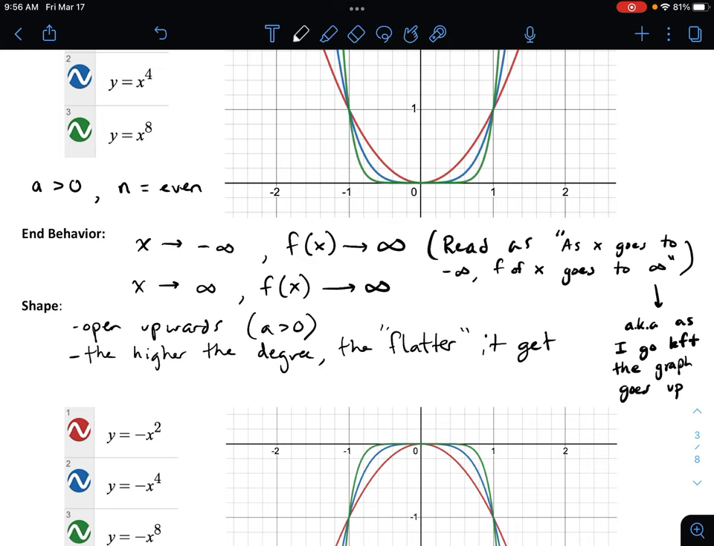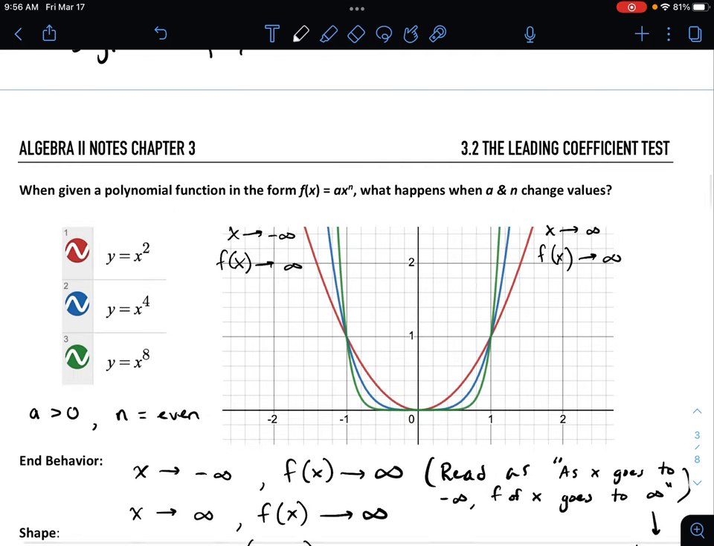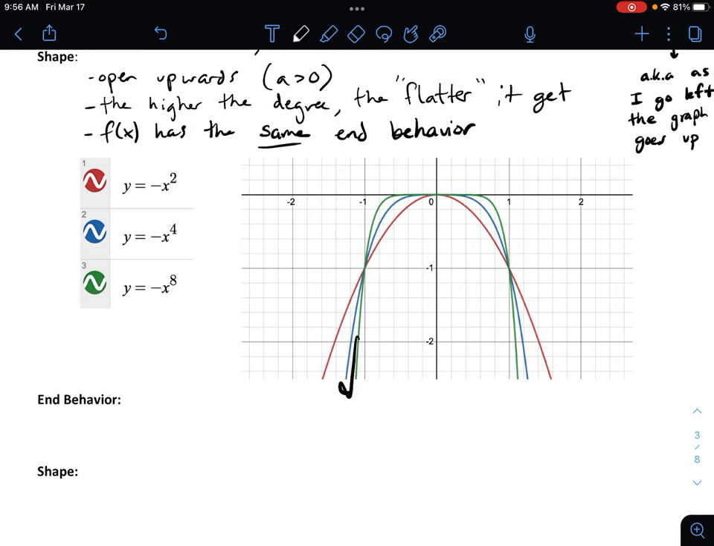And then the last thing we might want to notice is that f of x has the same end behavior. Okay, now this is important because what we notice is that if it goes up on one side and then it also goes up on the other side, all right? And as we take a look at the other shape, we'll notice the same thing happens, right? As it goes down on one side, it'll go down on the other side as well. So whenever you have an even degree, like x to the 2nd, x to the 4th, x to the 8th, x to the 10th, x to the 12th, right? If it's even, you're always going to have the same end behavior on both sides for your y values, okay?